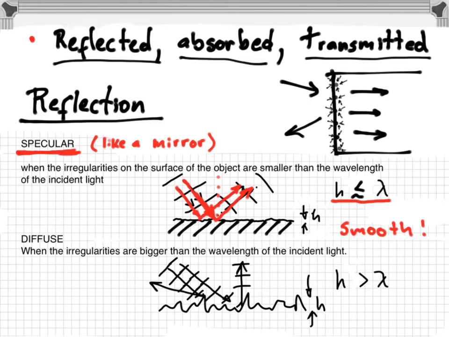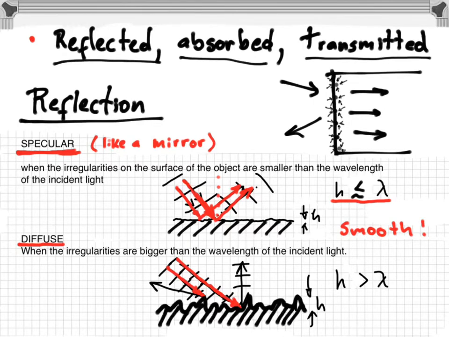The other kind of reflection is called diffuse reflection. This is the kind of reflection that happens when the irregularities are bigger than the wavelength of the incident light. So what does that mean? Let's say that we have two light rays that are parallel to each other. They hit a surface, and it turns out that this surface is not very smooth. It has a lot of peaks and valleys, very irregular. And the size of the irregularities, h, is bigger than the wavelength of the light that we're using. So h is bigger than lambda.